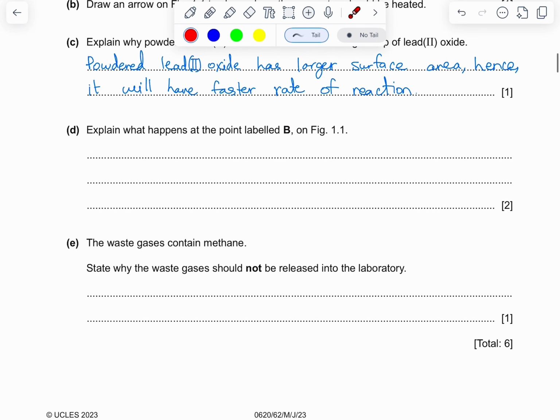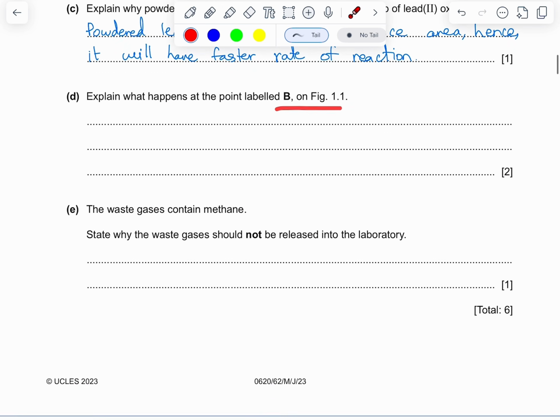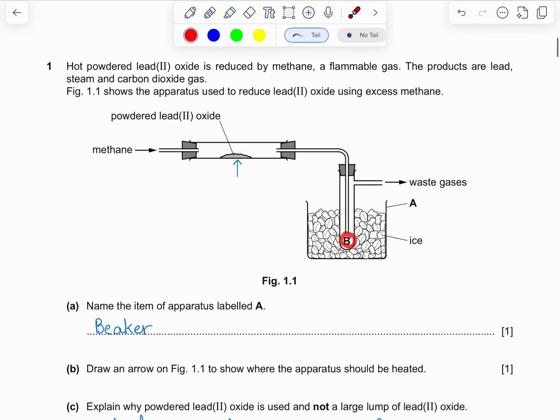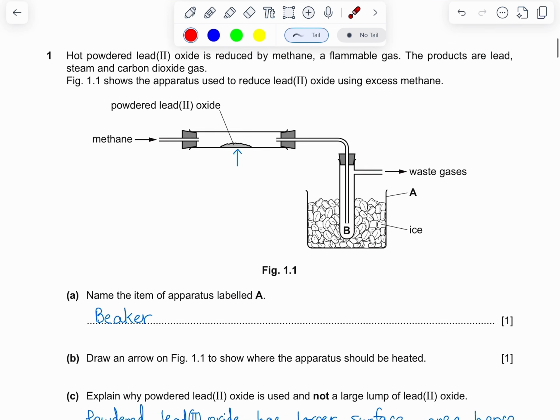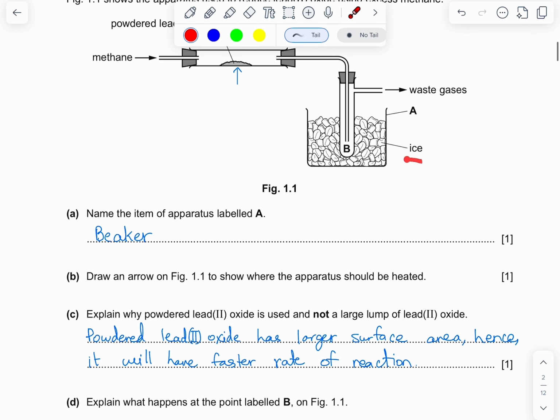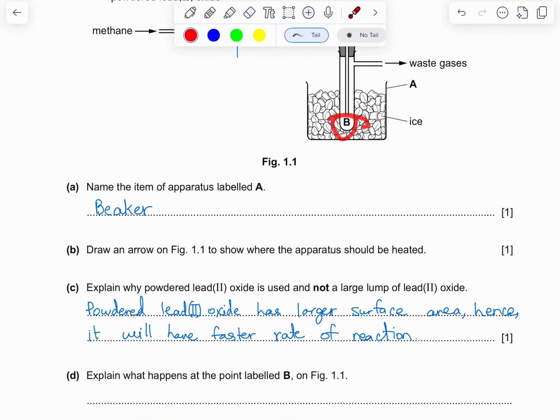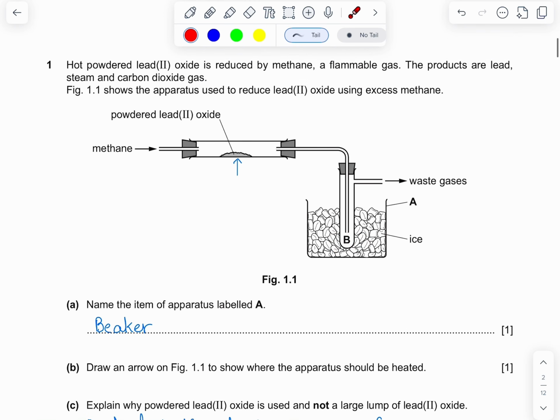Next question, explain what happens at the point labeled B on figure 1.1. So lead 2 oxide is reduced by methane, a flammable gas, right? Because there is ice and there is going to be gas coming, and the gas is going to be cooled down, right? The products are lead, steam, and carbon dioxide.